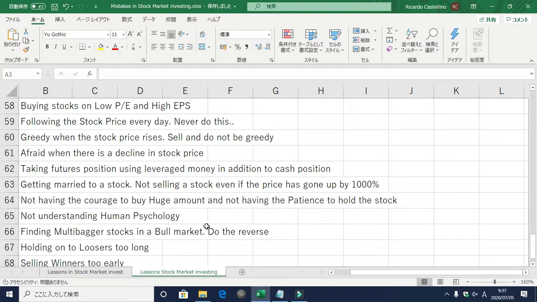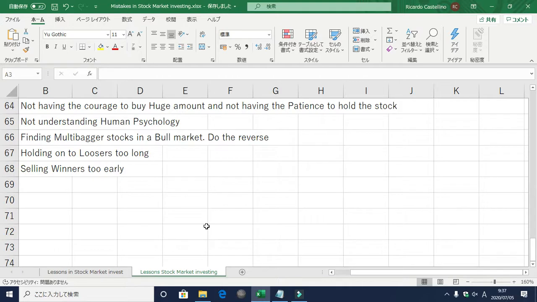So the common mistake people make is they get married to a stock. They never sell a stock, even if the stock has gone up by more than 1000%. Not having the courage to buy a huge amount and not having the patience to hold on to the stock is another common mistake. Not understanding human psychology is another mistake. Finding multi-bagger stocks in a bull market is not a very good idea. In fact, you need to do the reverse. You need to find multi-bagger stocks in a sideways market or in a bearish market. You'll get maximum return. And I repeat, another great mistake people make is they hold on to losers too long or they sell winners too early.